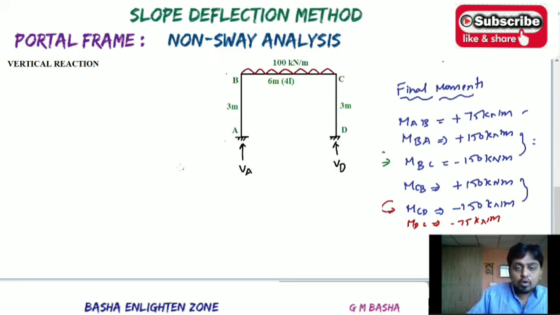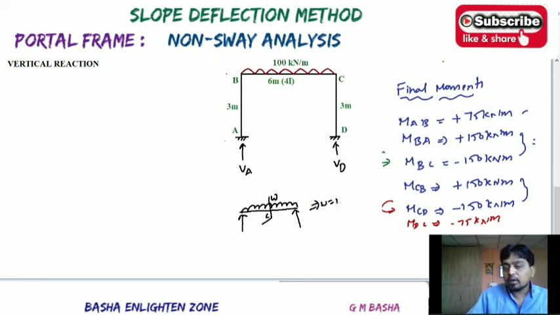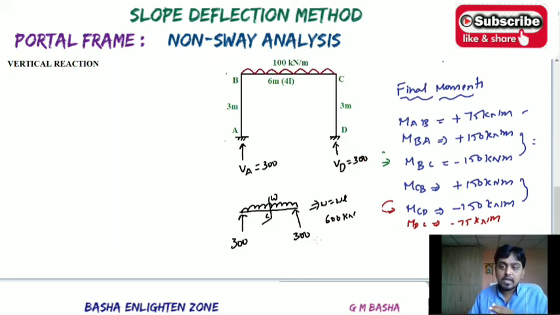People already know this condition on a simply supported beam. If any load, for example a uniformly distributed load, is acting, the load will be distributed equally. For example, W into L, which is 600, will be distributed equally as 300 kilonewtons and 300 kilonewtons. Similarly, if a point load of 150 kilonewton is acting, then W by 2 and W by 2, which is 75 and 75, will be acting.